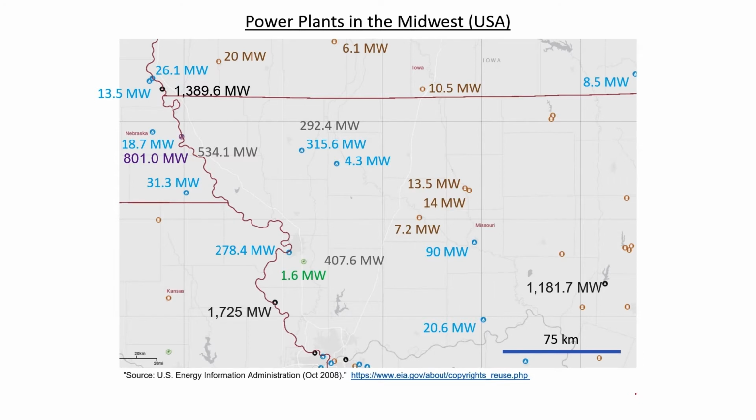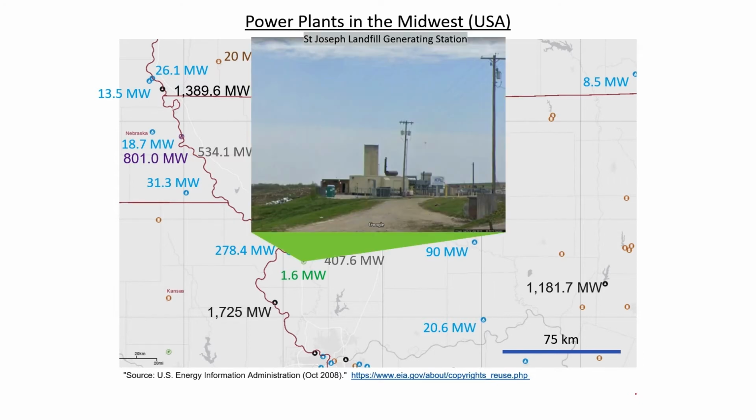In this map, I could find only one biomass facility, and that's the St. Joseph landfill generating station. I would assume that they burn wood chips, trees, and things like that people have brought in. It's a relatively low power plant, only 1.6 megawatts.